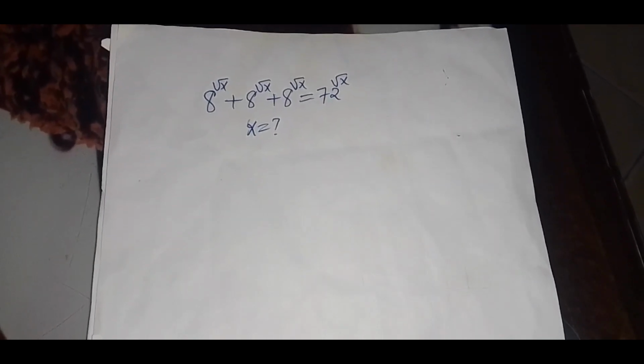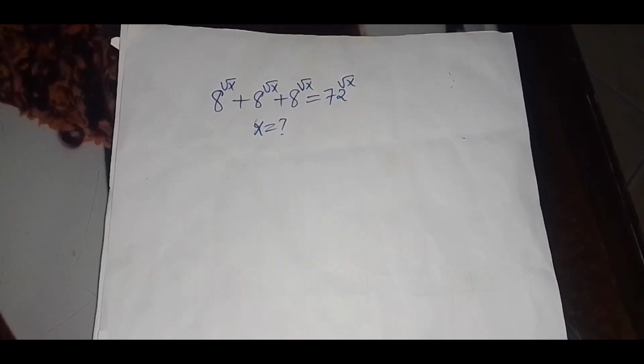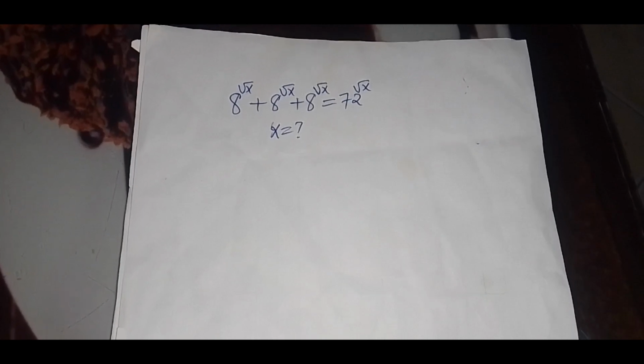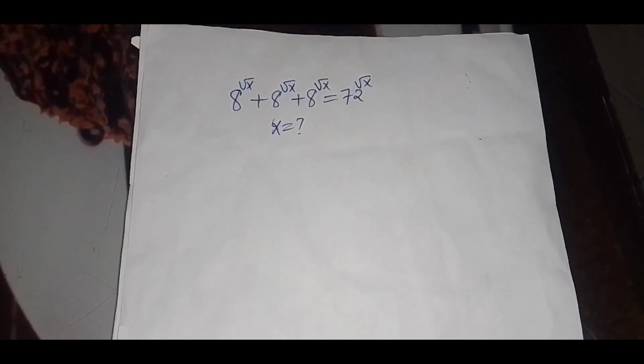Hello everyone, welcome. We solve for the value of x given this nice Math Olympiad exponential equation. We have 8 raised to power root x plus 8 raised to power root x plus 8 raised to power root x is equal to 72 raised to power root x. So what is the value of x?